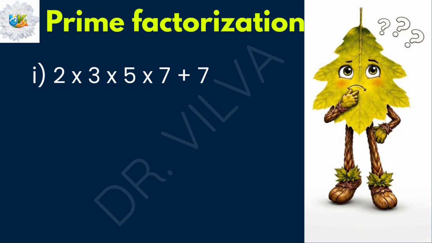Let us look at the first one: is 2 times 3 times 5 times 7 plus 7 a composite number?